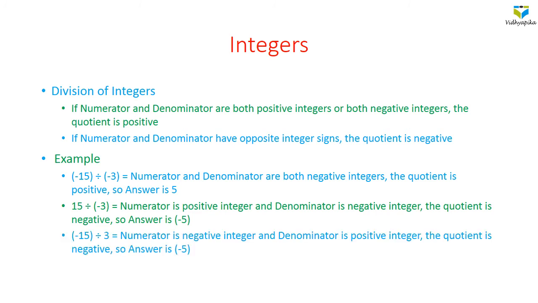Negative 15 divided by positive 3. Numerator is negative integer and denominator is positive integer. The quotient is negative, so answer is negative 5.